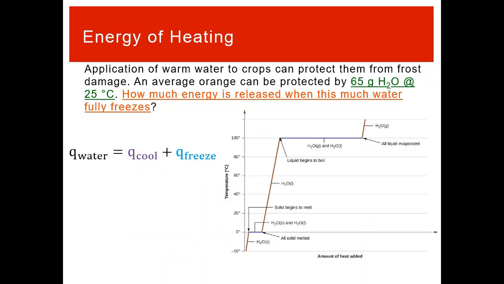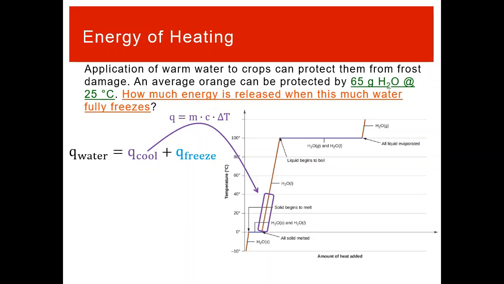So if I take this idea that I'm going to have two steps, I'm going to cool off the water and then I'm going to freeze it. And so if I want to think about what that looks like, I know that first I cool off the water. I start at say 25 degrees Celsius and I cool it down to 0 degrees Celsius. Throughout that process, it stays liquid water and the only thing I change is temperature. Q is equal to mc delta T.